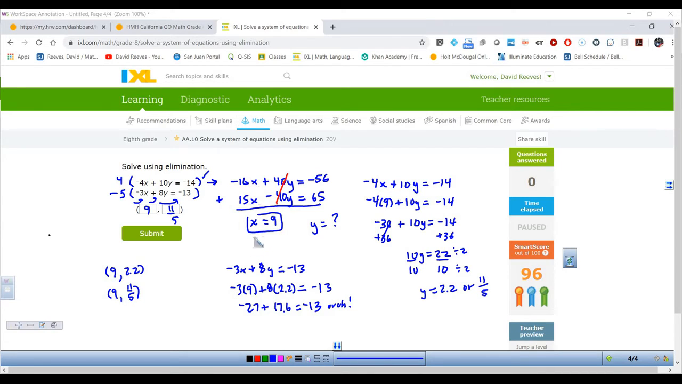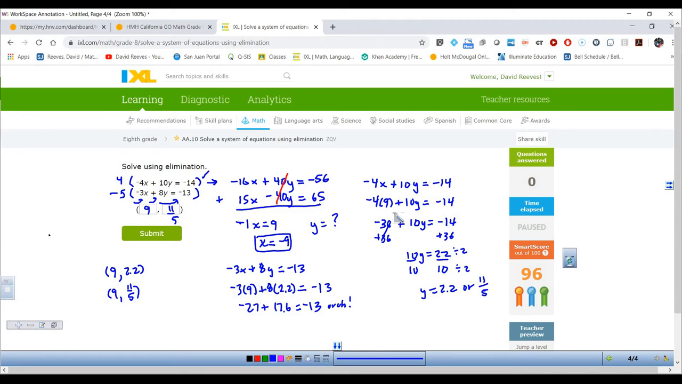There's my mistake. I bet some of you were screaming at me earlier when you were watching this video, going, wait, that's wrong. A negative 16x plus a positive 15y is going to give me what? A negative 1x. A negative 1x is equal to 9. So what does x equal? X does not equal positive 9. X equals negative 9.